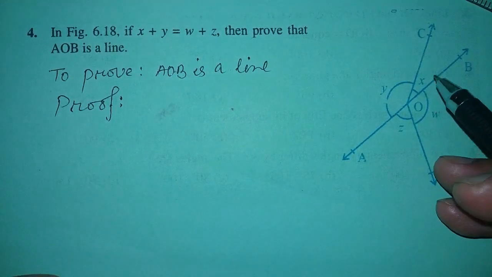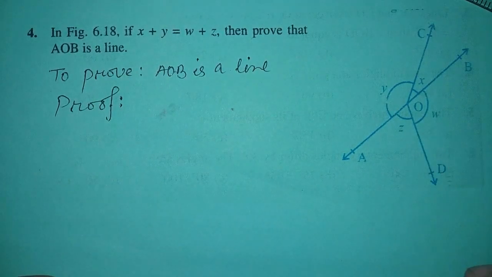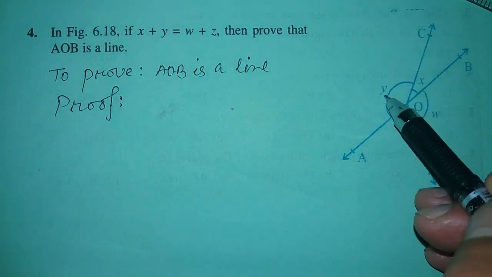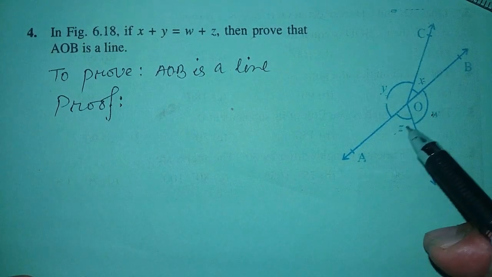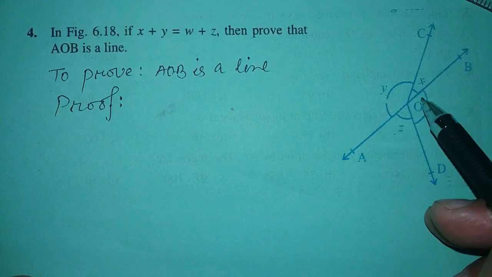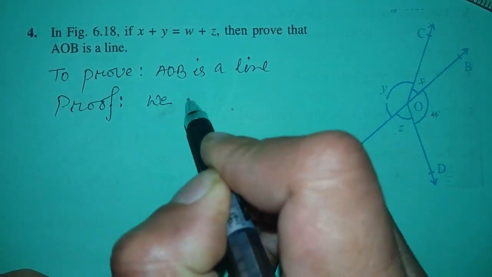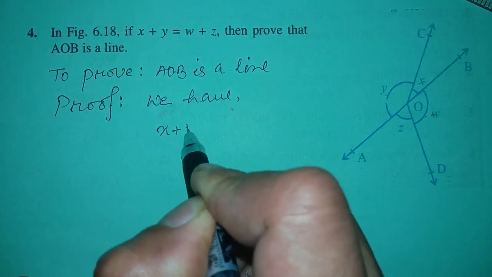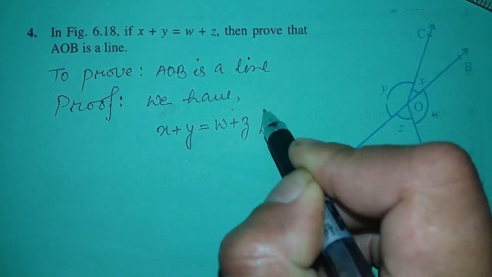Okay, here we have 4 angles, x, y, z and w. Now according to the question, x plus y is equal to w plus z, these two. The sum of these two angles is equal to the sum of these two angles. So let's write here x plus y is equal to w plus z. This is given.